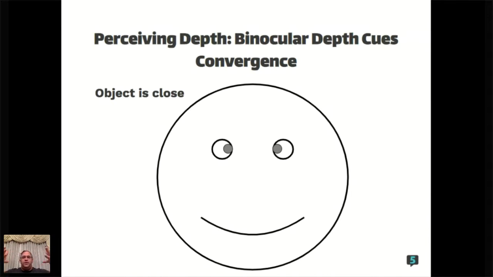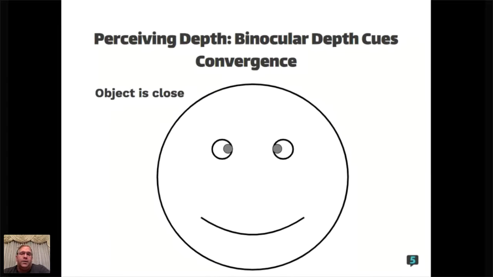When there's convergence, the muscles that control the eyes are telling my brain, hey, an object is moving closer. So that's convergence. So those are two binocular depth cues that we often talk about in AP Psych. There might be other ones, but as far as I know, those are the two major ones. If there's anything else, it'd be news to me. Not saying there's not, but those are the ones that we often talk about in AP Psych.